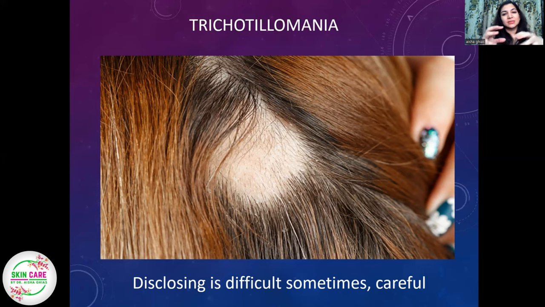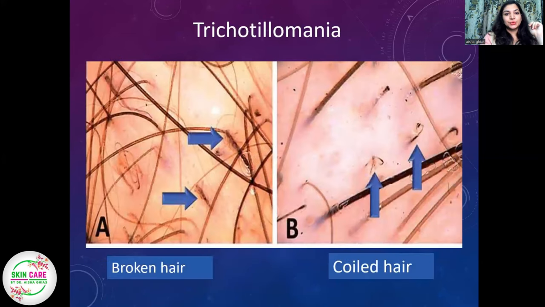Some bizarre sort of patches are already there in the rest of the scalp. So the diagnosis becomes difficult. You use your trichoscopy, and then you see these broken hair. In trichotillomania, since there is compulsive desire of the patient to pull the hair, and then obviously because of that pulling force, the hair tend to break at different levels. They might get broken at the root of the hair closer to the scalp, or they might get broken at different levels.